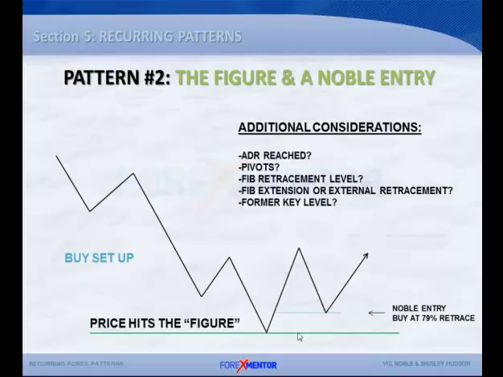Maybe this is a pivot level down here. Maybe it's a Fibonacci retracement level from a higher time frame, or an extension level, or maybe an external retracement level. For example, let me just show you this little swing in here. Price went from here up to here and came down. This move from here up to here could make maybe a 162% external retracement that might land right at the figure as well. Okay, that's really good. Or maybe this is a former key level of support or resistance.